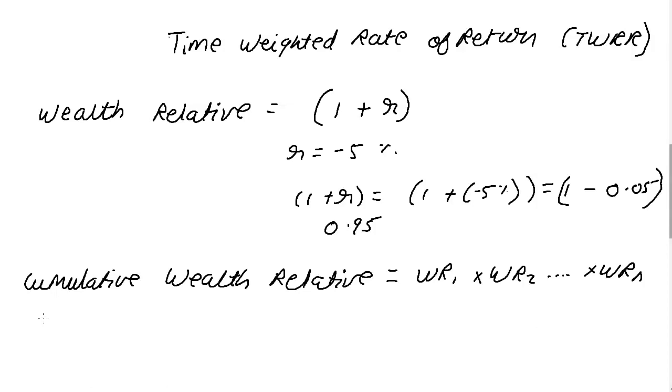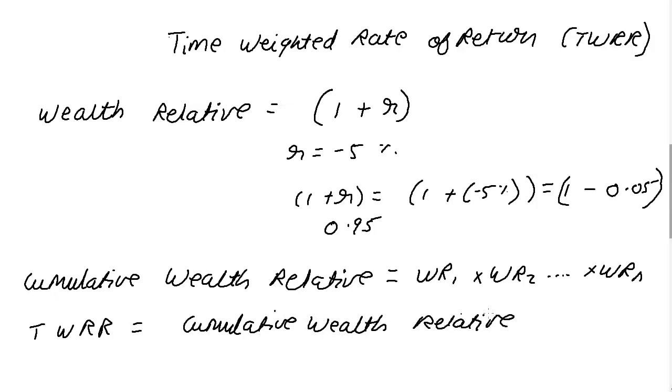Now, the next step is to calculate the time weighted rate of return, okay, which is equal to the cumulative wealth relative, brackets raised to the power of 1 by n. And looking at this formula, you'll realize that it is somewhat familiar, and that is because it's the same thing. It is the same thing as the geometric mean.